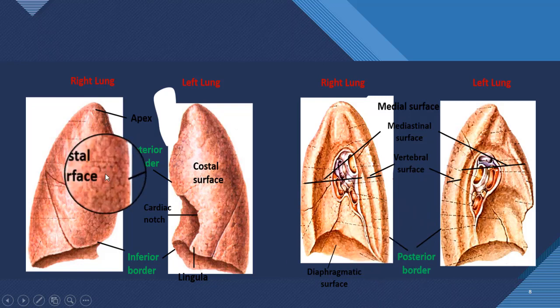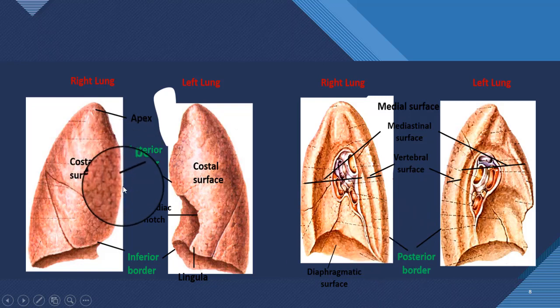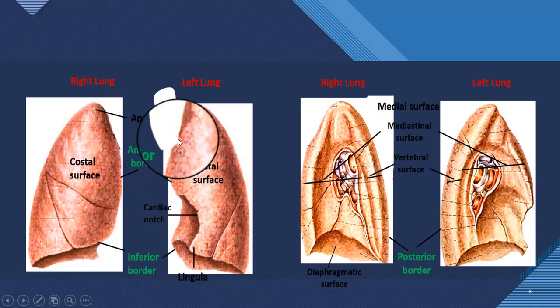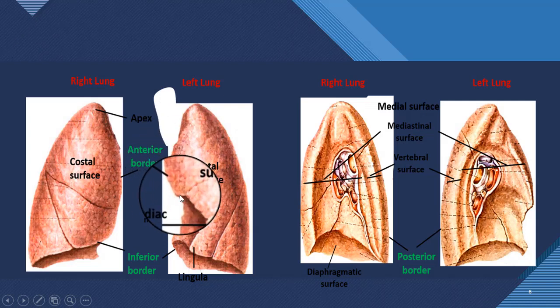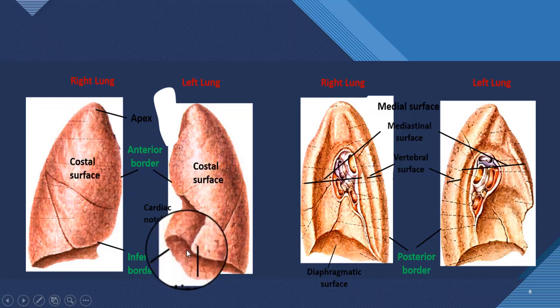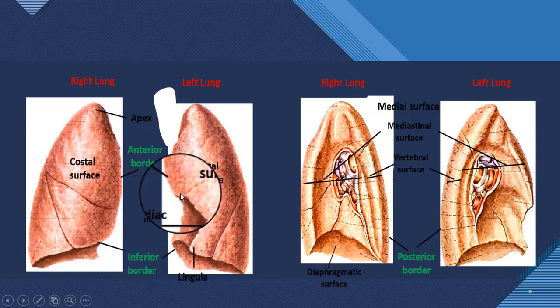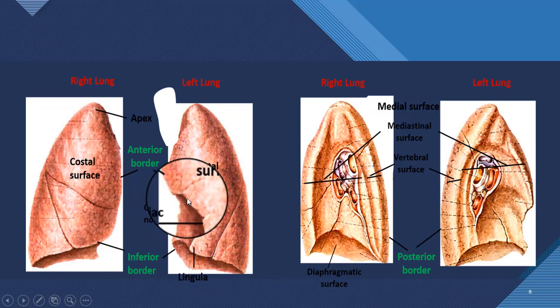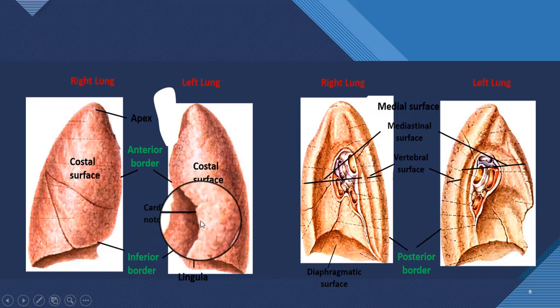So first of all, we'll talk about the anterior border. The anterior border of the lung is formed by the convergence of the mediastinal and the costal surfaces. On the left lung, the anterior border is marked by a deep notch, which is created by the apex of the heart, and it is also known as the cardiac notch. You can see here, this one is the cardiac notch.